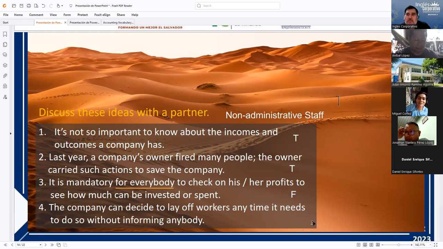Now, do the companies do it? No. They only tell you, okay, here is your money. Thank you very much. We will not continue with your services. So it's true, that's what people do. The company can fire anybody that they want, but they have to inform the person. And here it says without informing anybody. No, they have to inform the people. They have to tell you in advance for you to prepare.